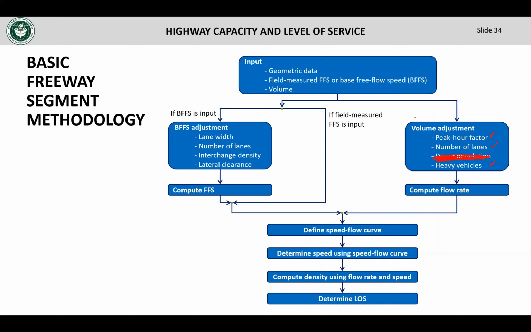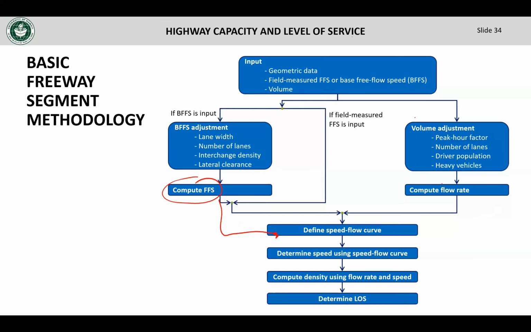You can see that with this, we are trying to take into account that traffic is not uniform during the peak hour. With this, we try to account for the fact that the number of lanes also affect the flow rate. And with this, we try to account for the fact that not all vehicles are equal. Trucks are not the same as cars, so they consume more space.